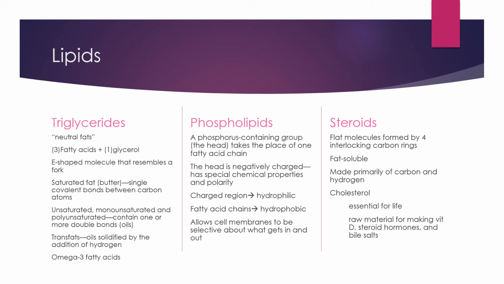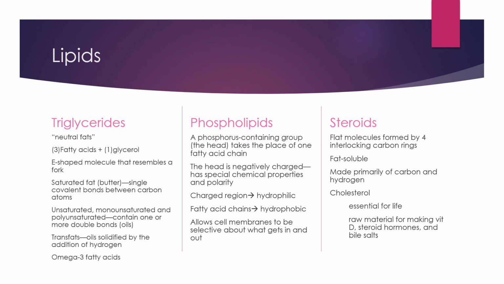Phospholipids, a phosphorus-containing group. The head takes the place of one of the fatty acid chains. The head is negatively charged and has special chemical properties and polarity. The charged region, the head of the phosphorus, is hydrophilic, and the fatty acid chains are hydrophobic. So hydrophilic, water-loving; hydrophobic, water-hating, repels water. This allows cell membranes to be selective about what gets in and out. So cell membranes are made up of phospholipids.